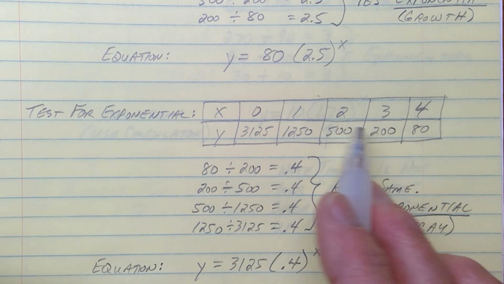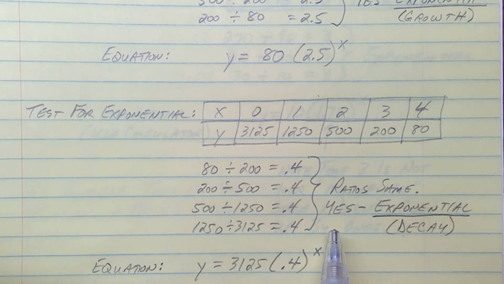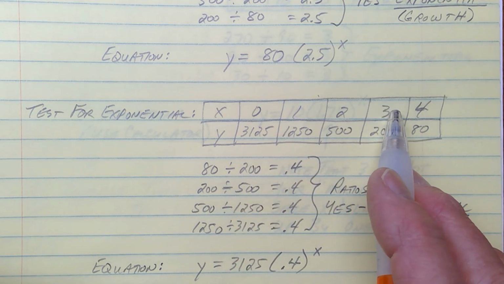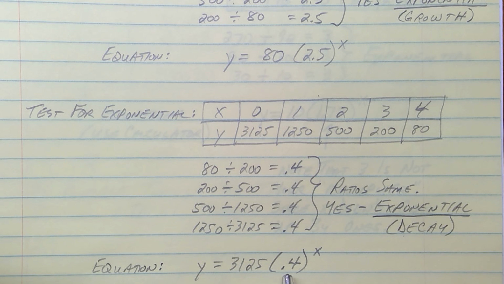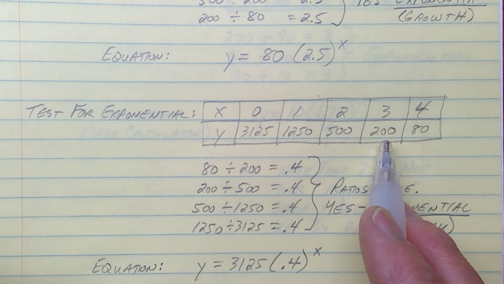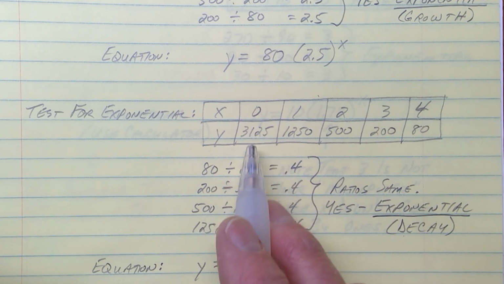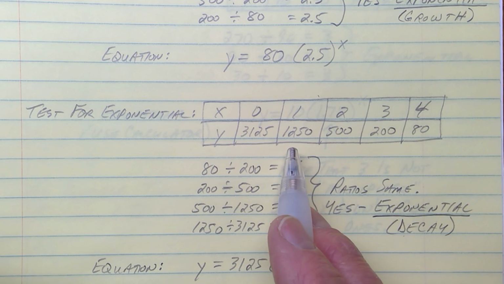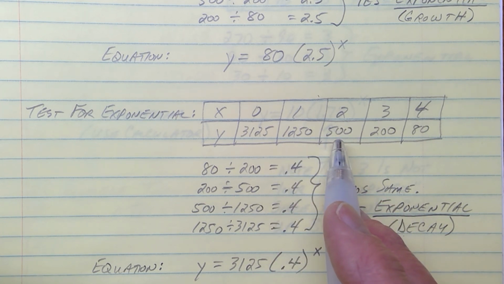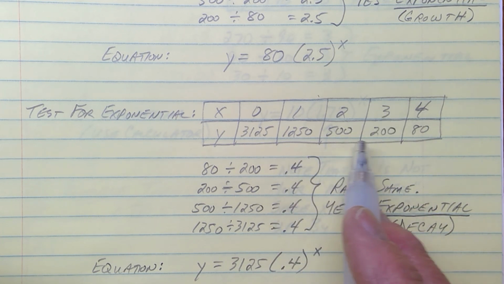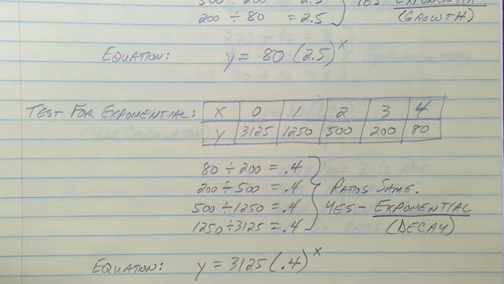And using this formula, you can get any y value in the table. Just plug in, say, 3 for x. 3125 times 0.4 to the third will give you 200. All right? So when you started measuring, you had 3,125 of something. A year later, it was a lot less. 2 years later, it was a lot less. 3 years later, it's a lot less. And eventually, you're going to have pretty close to nothing.